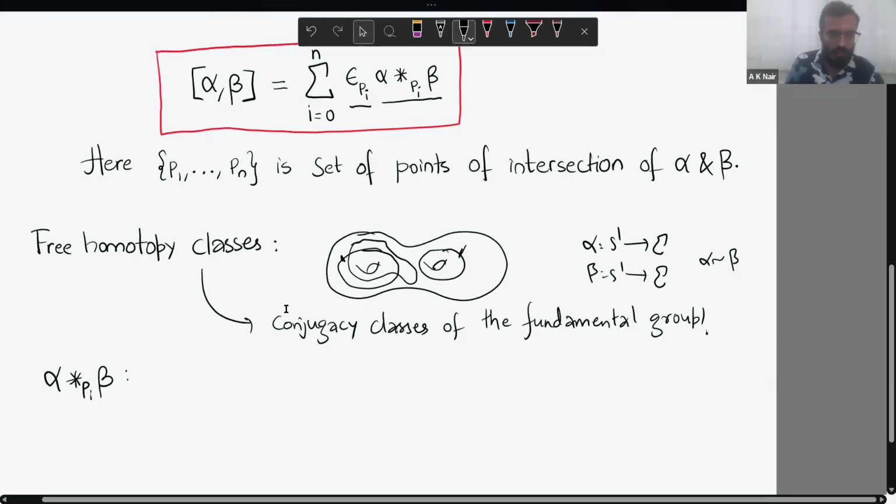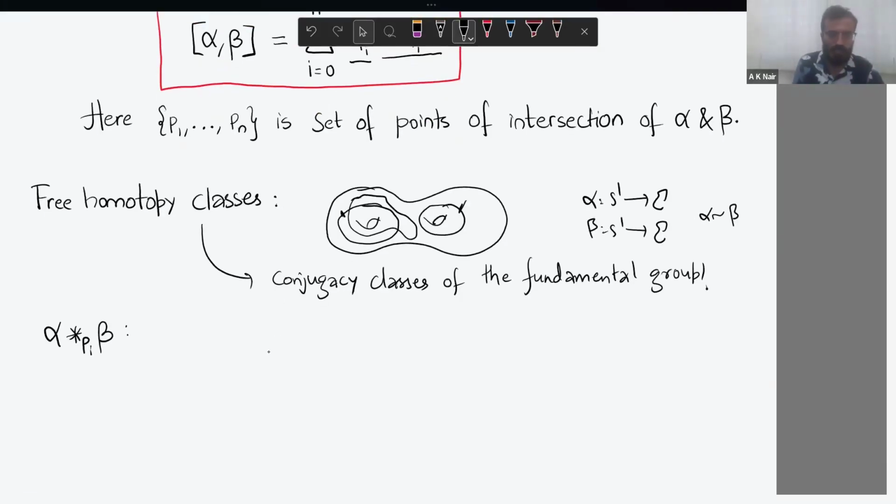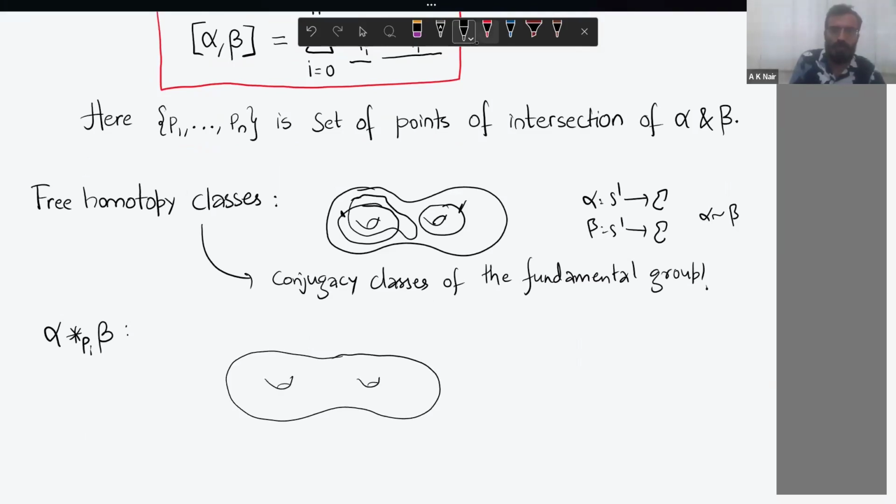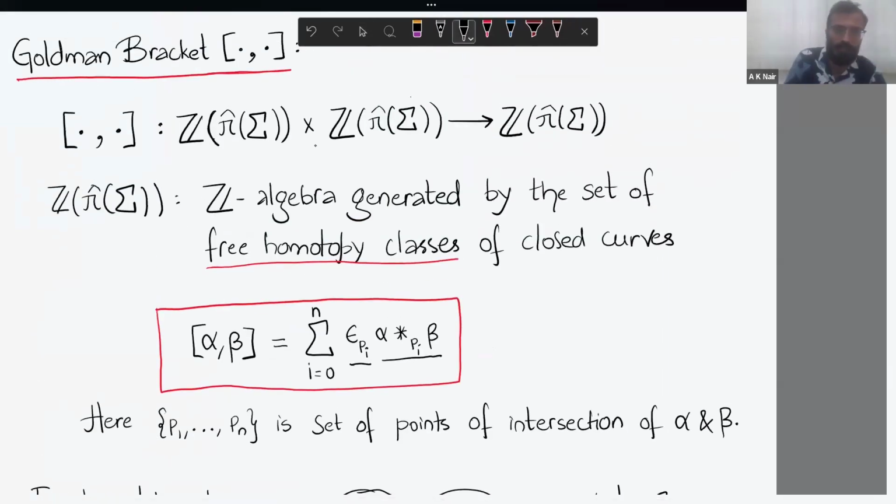Okay. So now I'll define what this is. Let's say I have this curve, and I have this other curve. Now this is the intersection point between these two curves. Now I just give some orientation on these curves. But before starting, I have an oriented surface, a surface with a prescribed orientation.